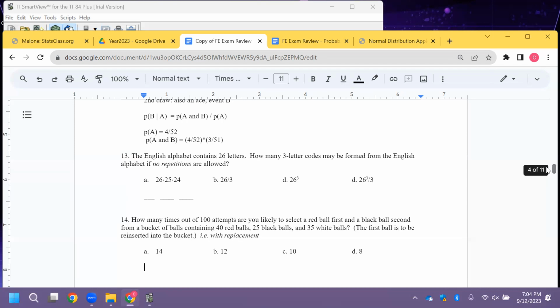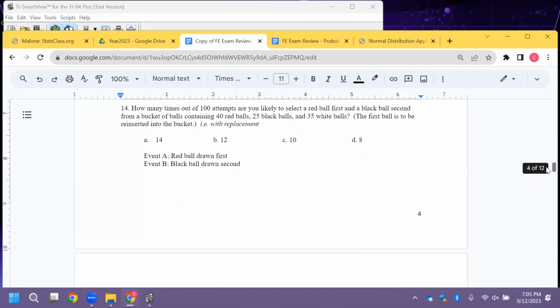Okay, so what are my two events here? Event A is going to be red ball drawn first, I guess I should be careful. Event B is going to be black ball drawn second. And what do they want to know? What are they asking here? How many times? Well, that's just telling you to get a probability. What is the probability of A and B? They want to know the probability of A and B.